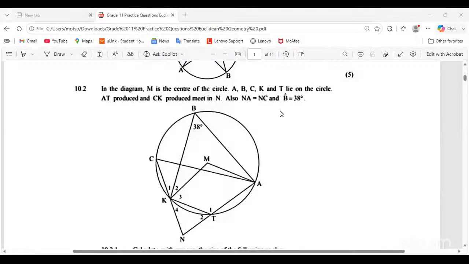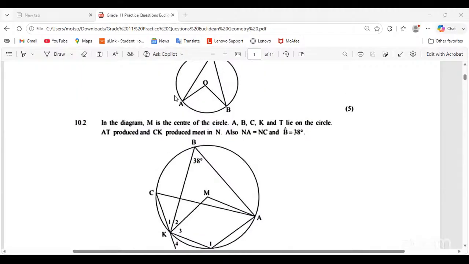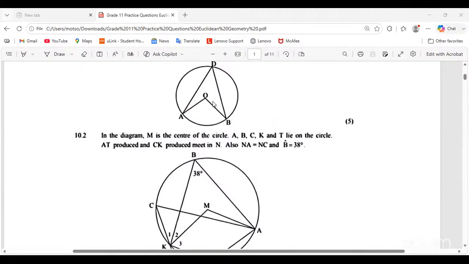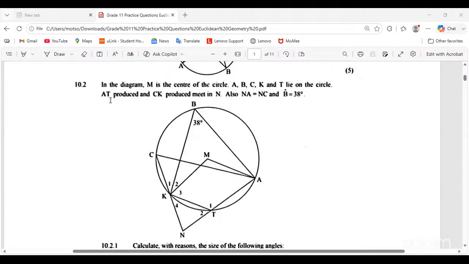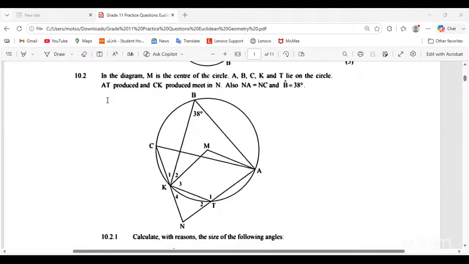Hello guys, welcome into grade 11 mathematical lesson, whereby we will be still continuing with the questions of Euclidean geometry, the riders, the circle geometry. So we will be continuing since the previous lesson we left off in this question. Now we will be continuing from problem 10.2.